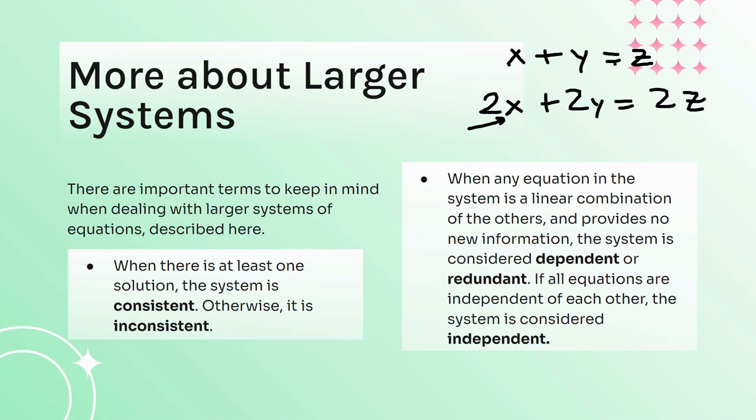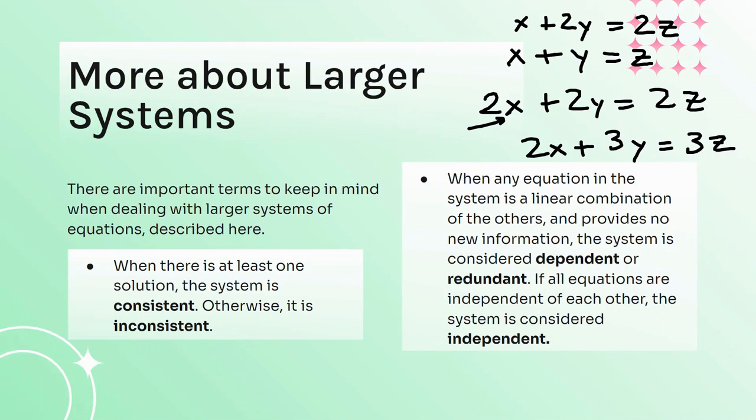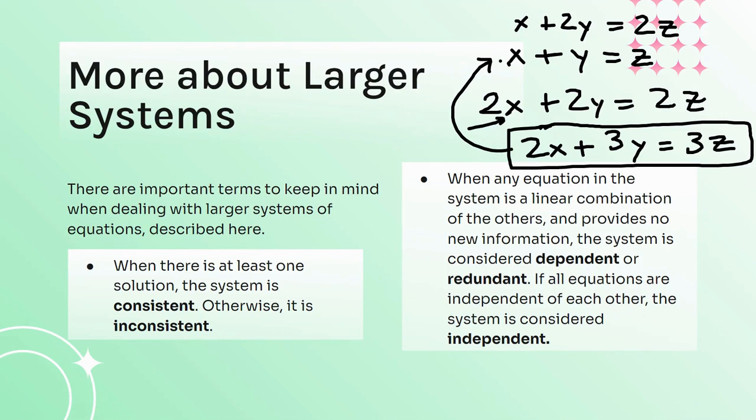And if all equations are independent of each other, like none of them are built on the other ones, then it's called an independent system. And we can actually extend this more. So let's say there's x plus 2y equals 2z. Then would this be independent or dependent if we get this one? Okay, so this would also be a dependent or redundant system, since this thing over here is just equal to the sum of these two. See, 2x plus 3y equals 3z.